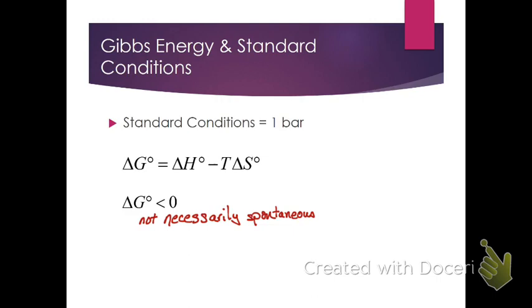Using delta G naught being less than 0 as an indication of spontaneity would only be correct if all of the products and all of the reactants were under standard conditions. So we have to be careful about our interpretation of the sign of delta G naught. And we'll come back to that in future videos when we talk about delta G naught as it applies more specifically to reactions and equilibria.